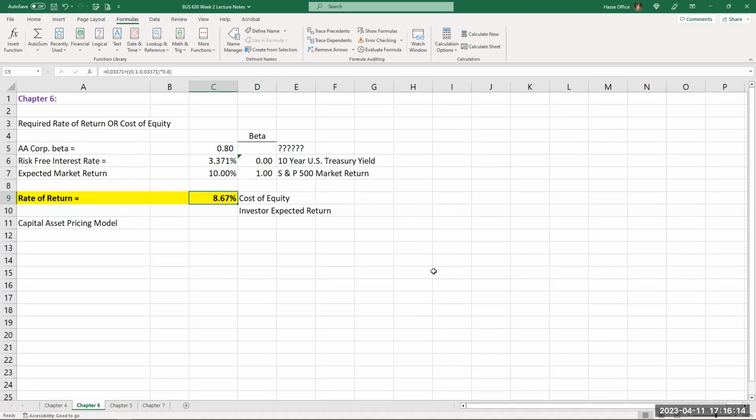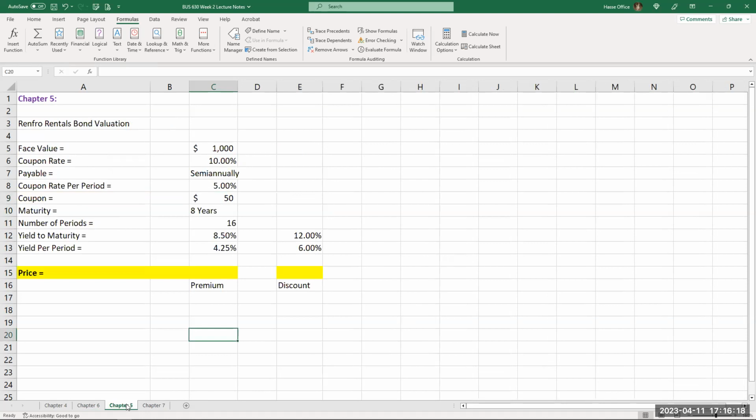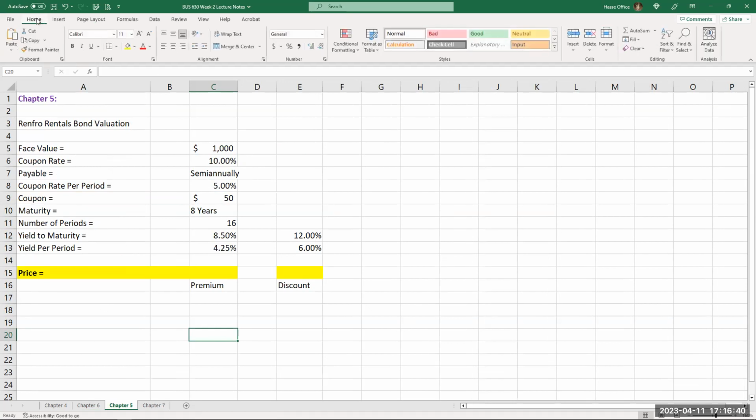And then finally, if we look at the tab for Chapter 5 in this worksheet that's posted in your Week 2 Blackboard, it talks about bonds, bond valuation. Now, again, in corporate America, most of the financing of corporations is done by the issuance of bonds. Why? Because they can issue multi-million or even billion-dollar worth of bonds. Because most banks don't have the reserves or the amount of credit.